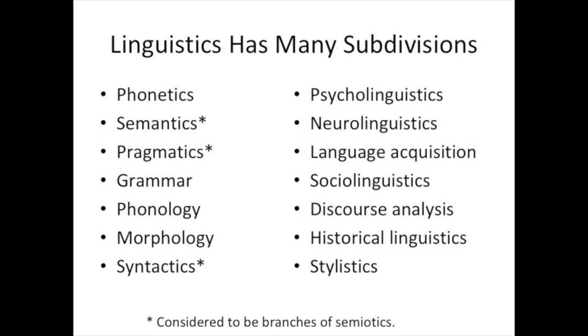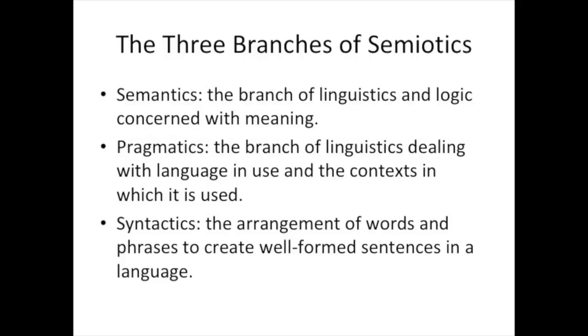So the next slide has the pictures of all the different branches, but the three with the asterisks, semantics, pragmatics, and syntactics, are the three parts of semiotics. They're defined as follows. Semantics, the branch of linguistics and logic concerned with meaning. So when I use a word, say the word bear, it turns out until you have some more context, you don't know if I mean naked, or if I mean the furry animal, or if I mean carrying a burden.